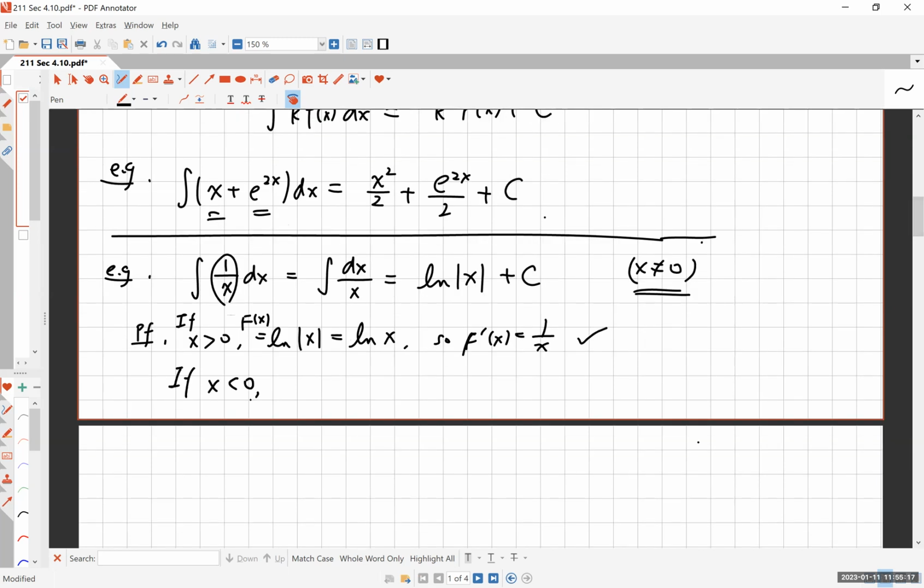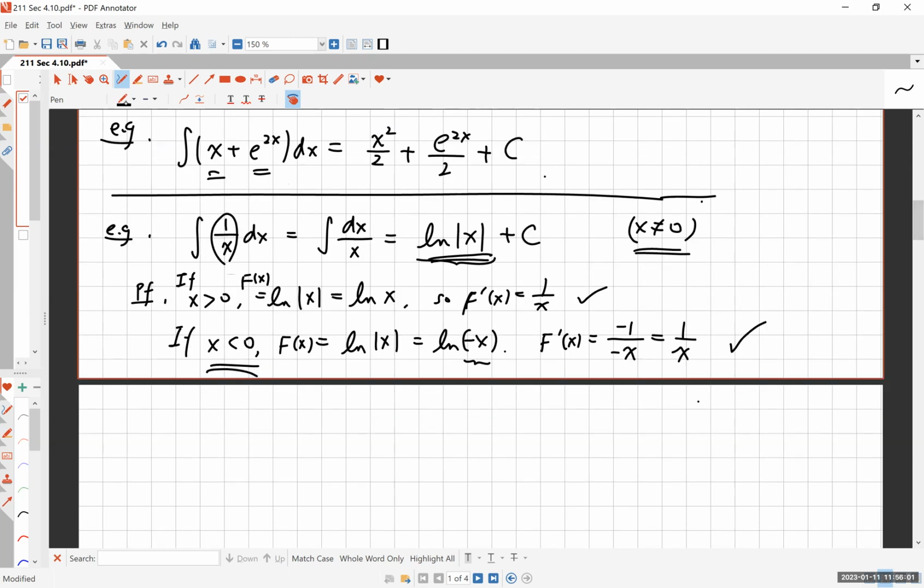If x is negative, would it work? According to this, I am supposed to have the natural log of the absolute value of x. If x is negative, this is the natural log of negative x, because negative x in this case is positive. So what's the derivative of this function? It's 1 over negative x times the derivative of the inside function, according to the chain rule. That's -1. So even if x is negative, this function still gives you 1 over x as the derivative. That is why this equation is true, and it is going to be one of the most important equations in the second half of this course. So keep that in mind.